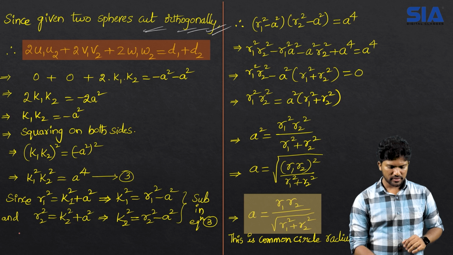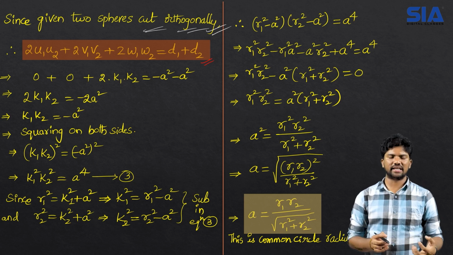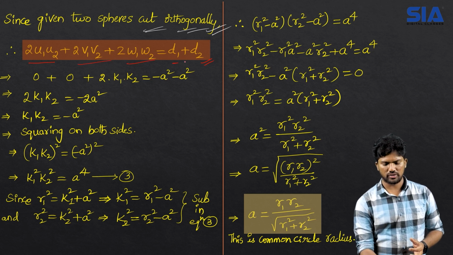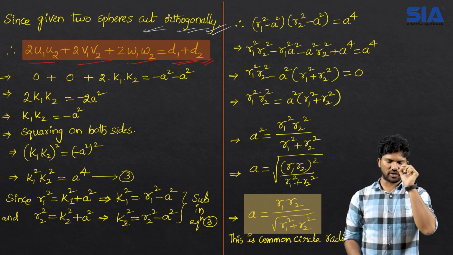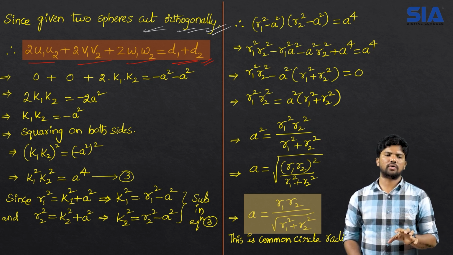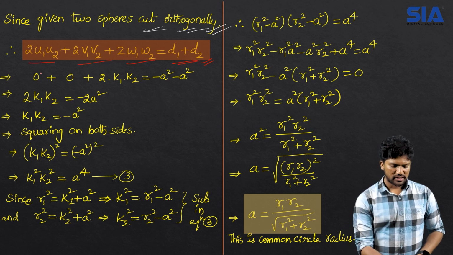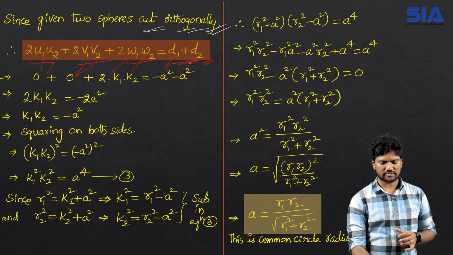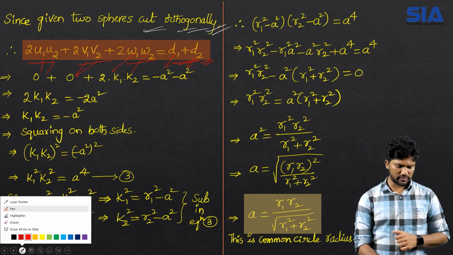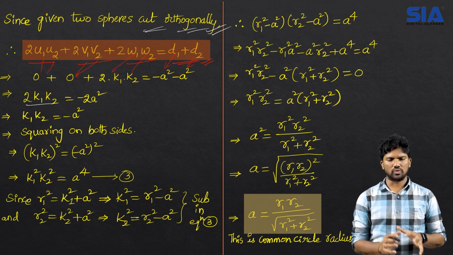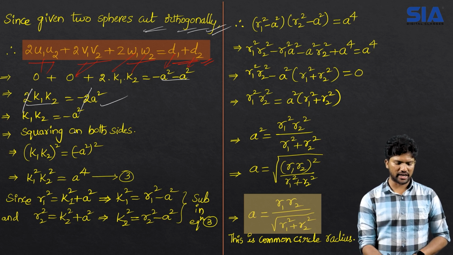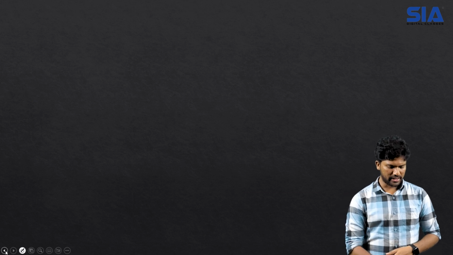Therefore, if the angle is equal to 90 degrees, then 2u1u2 plus 2v1v2 plus 2w1w2 is equal to d1 plus d2. This is the condition you should remember carefully. It is a very important condition. Now substitute u1u2 as 0, v1v2 as 0 and w1w2 as k1k2, with d1 equal to d1 square minus a square and d2 square minus a square. Now simplify those values: 2k1k2 is equal to minus a square minus 2a square. On both sides the 2 cancels, so k1k2 is equal to minus a square.